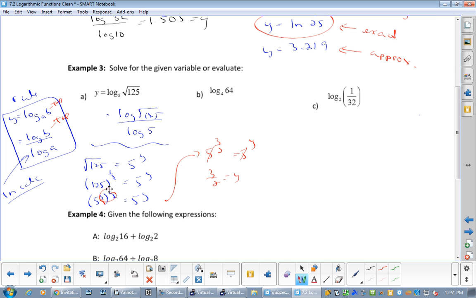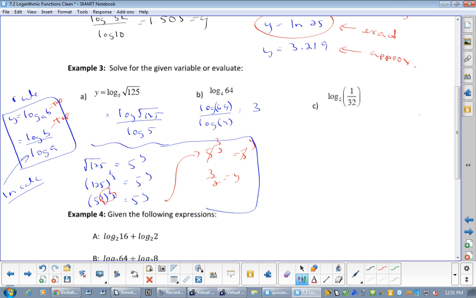Now, when you have log 4 of 64, again, you can put that into your calculator. And what do you get? So you go log 64 and close your bracket. Divided by log 4, you should get 3. Okay. This is for the last one.